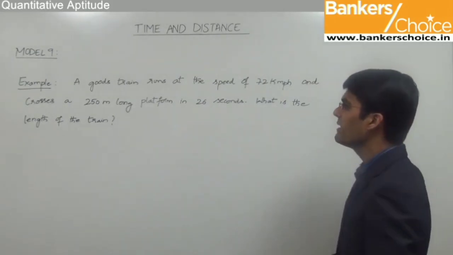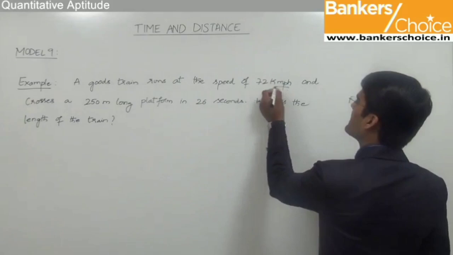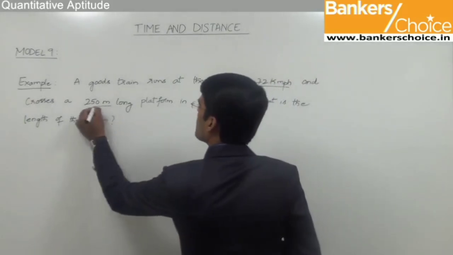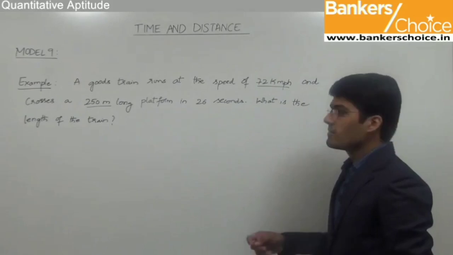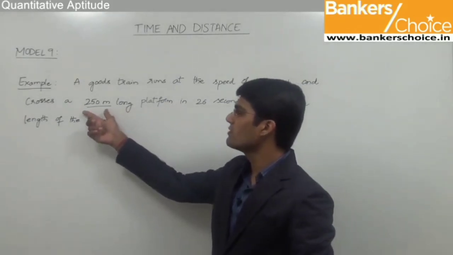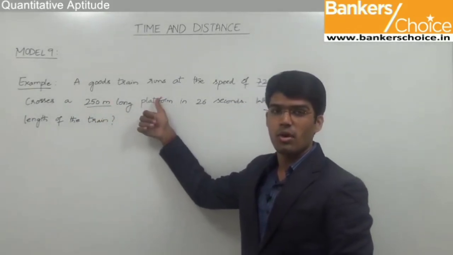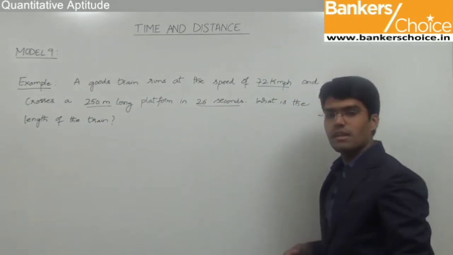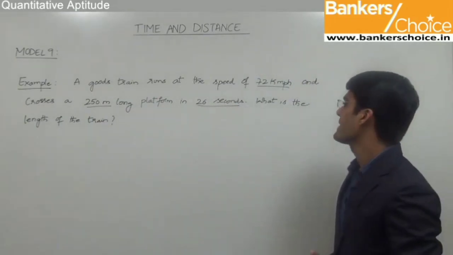So as you can see here, there is a goods train which runs at the speed of 72 kilometers per hour and it crosses a 250-meter long platform. So platform here has got a length of 250 meters and it's a stationary body, that is the speed is 0, in 26 seconds. So the time taken to cross the platform is 26 seconds.